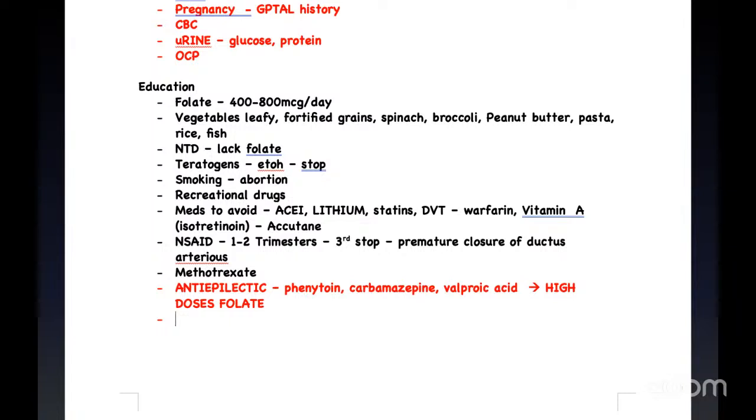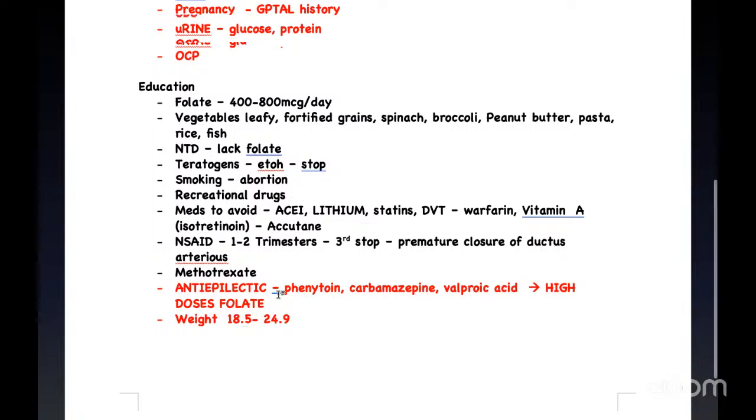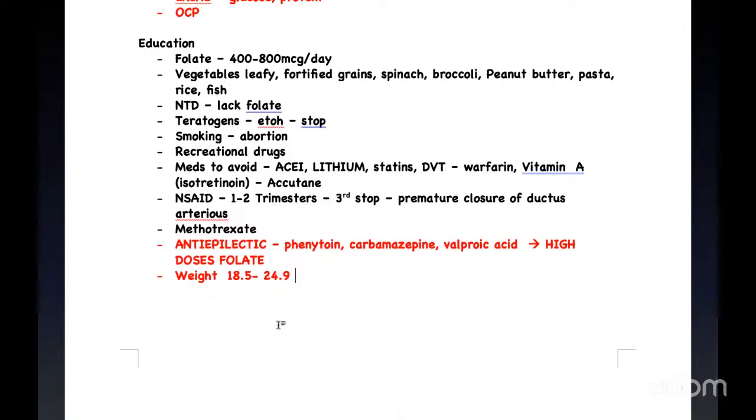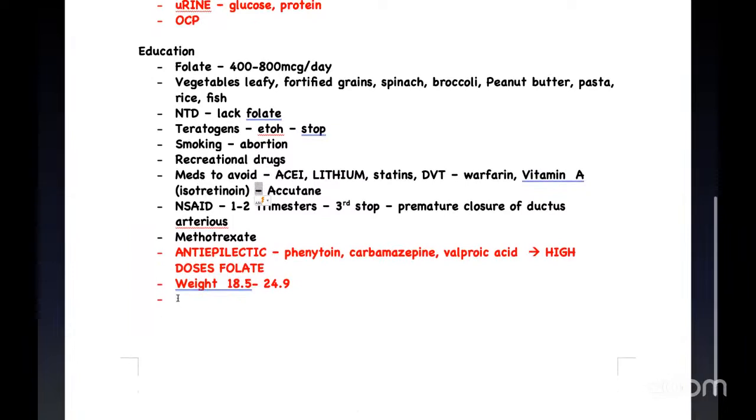Then you have to tell them, we want you to be at an ideal weight before you get pregnant. So you want a BMI between 18.5 and 24.9. This is the ideal weight, the best weight to get pregnant. Of course, not everybody can be like that, but this is the teaching you can provide. There's one more I want you to know. It's very, very important. You may see it in a question form.